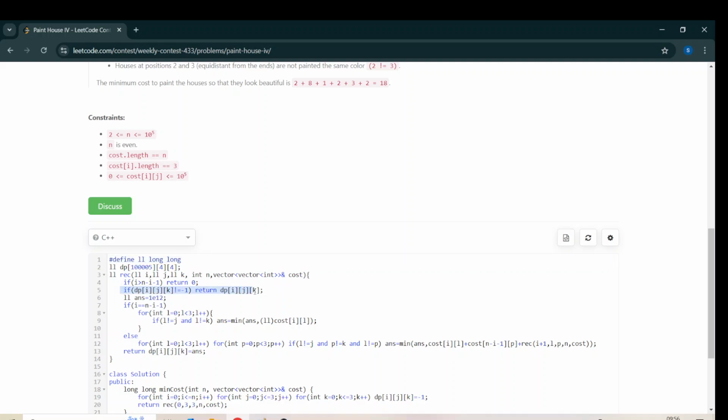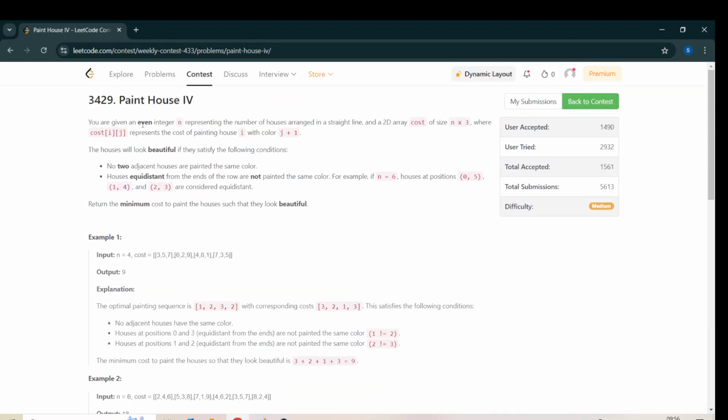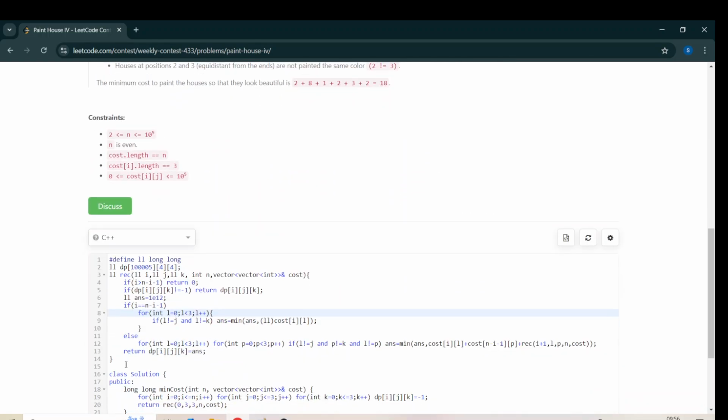Now this part is the memoization. This is quite trivial. And the case if i equals n minus i minus 1 is not required, because I overlooked the condition that n is even. So i could not be equal to n minus i minus 1. So you can remove this part.